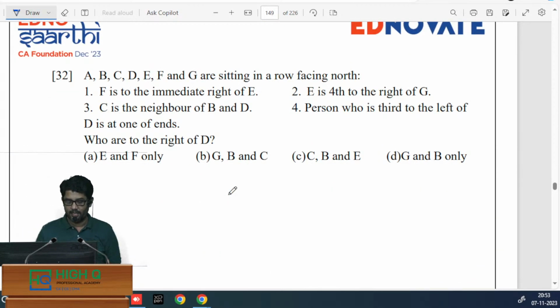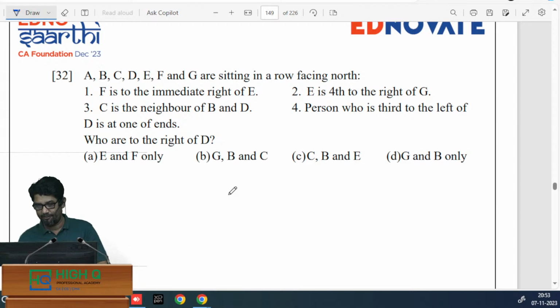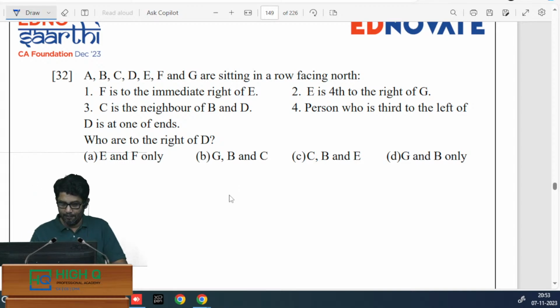Can you do this? A, B, C, D, E and F are sitting in a row facing north. If it is not mentioned also, we are going to take facing north only. Next step. F is to the immediate right of E. That means there is no one between E and F.